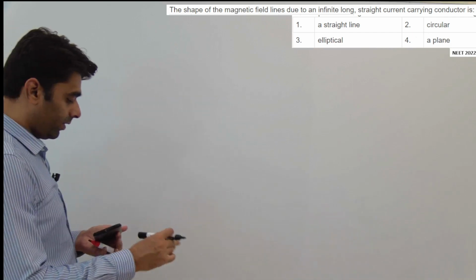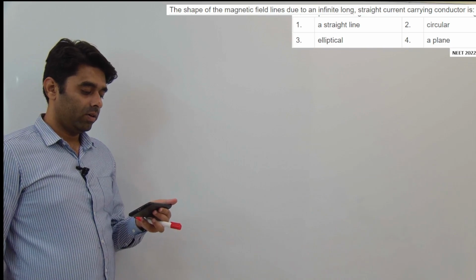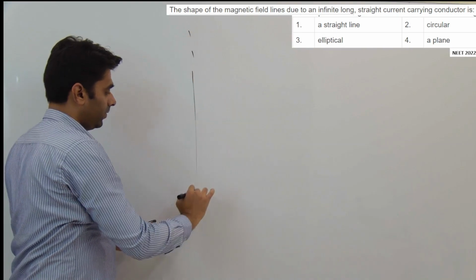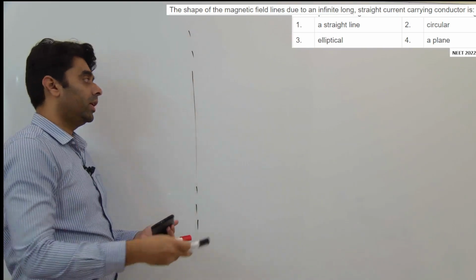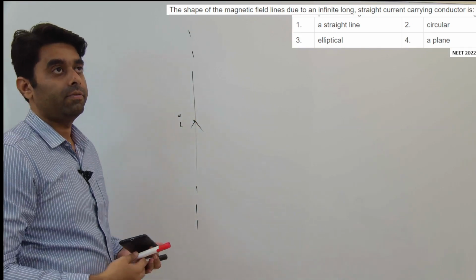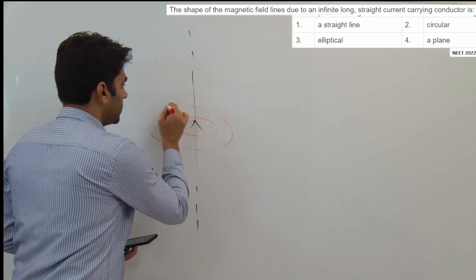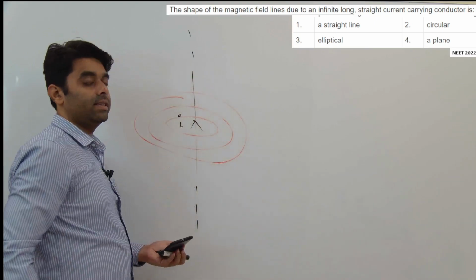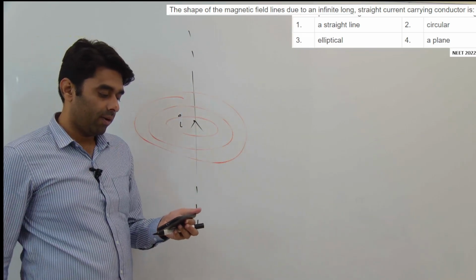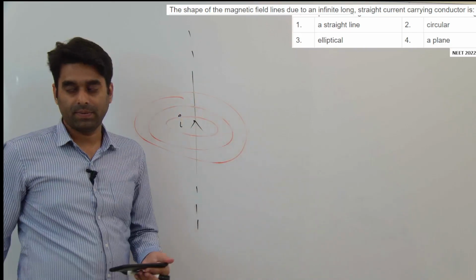So the question given to us is, the shape of magnetic field lines due to an infinitely long straight current carrying conductor is. It's a theoretical question, NCERT based. So let's say a current carrying wire is there, current is I. We have to find the magnetic field lines. What is the magnetic field line shape? Magnetic field lines are circular in nature, which are concentric circles. Which option do we have? Option number 2, they are concentric circles.